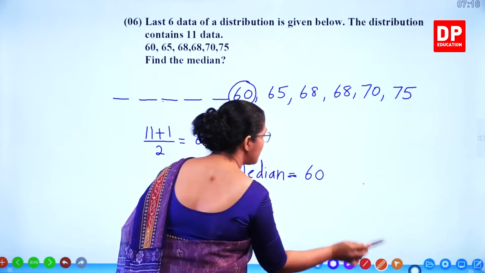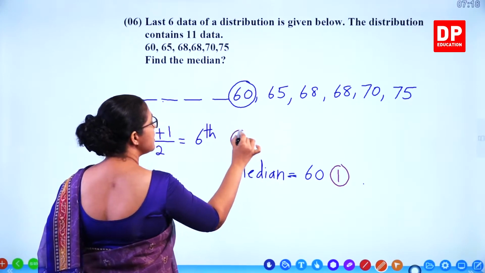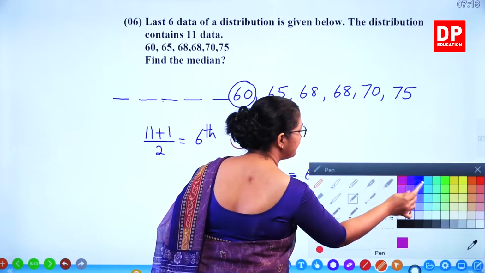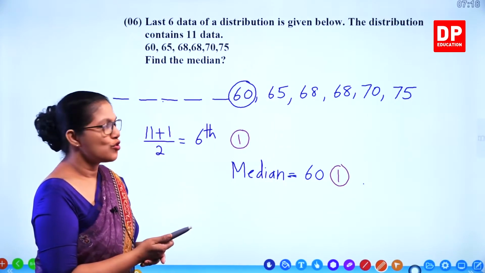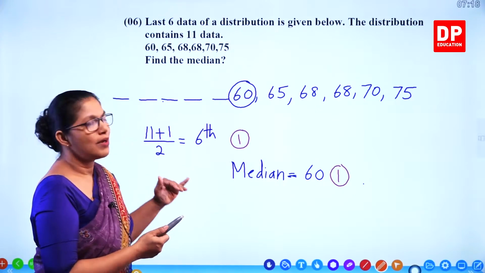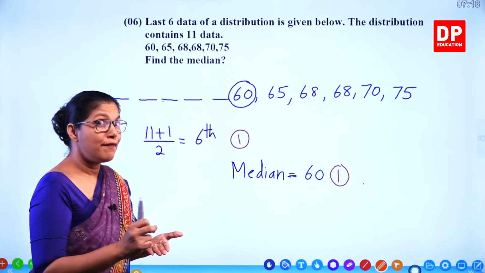So again you get 2 marks: 1 mark, and here 1 mark for identifying the middle term. When you write 60, you get full marks actually, but make sure that you show everything. But you have to write down really fast.